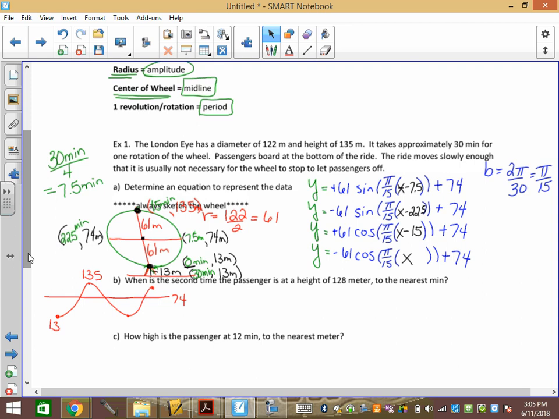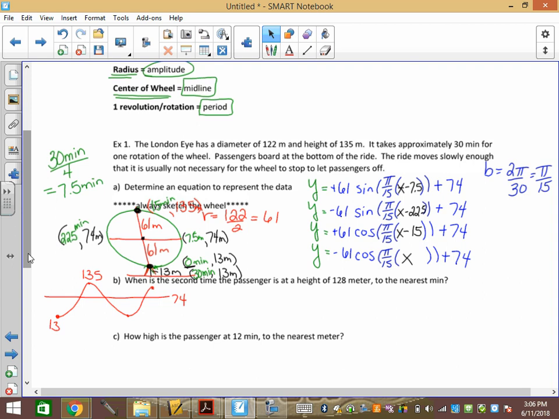What mode do I need to be in? Because I pressed the cos button, I need to be in radian. So type it into your calculator. You're going to get negative 61 cos bracket. I'm going to go alpha y equals, and I get a fraction, pi divided by 15. Open bracket x, close bracket, plus 74.